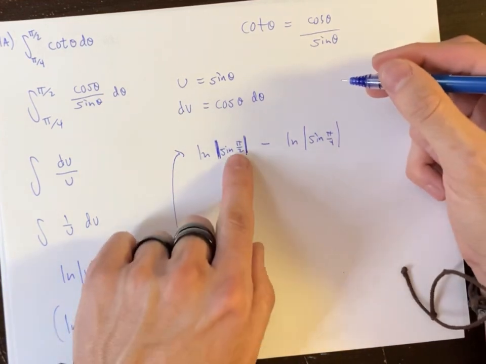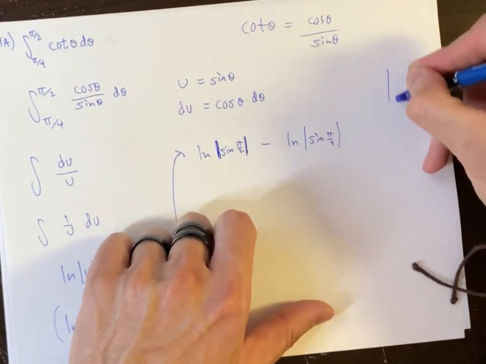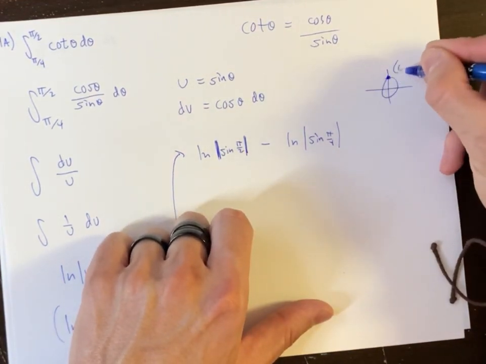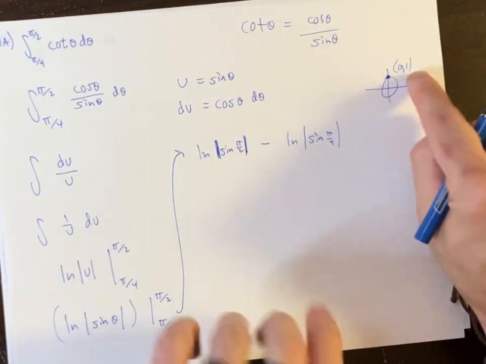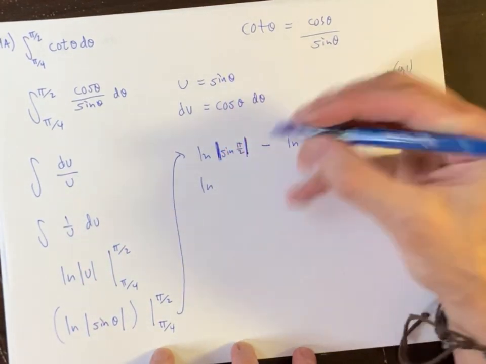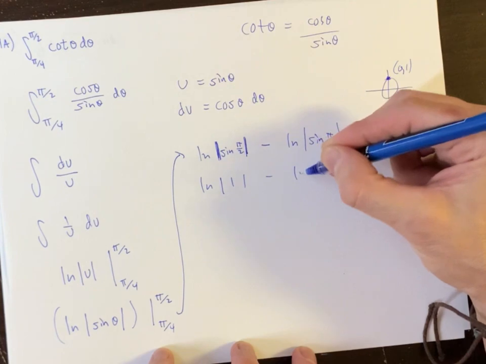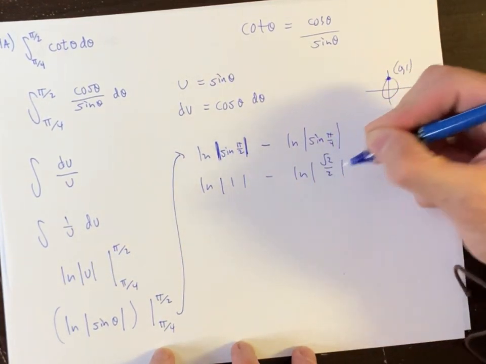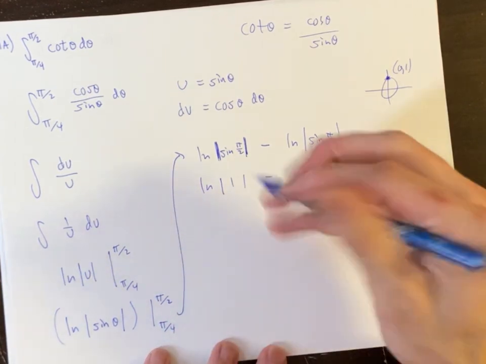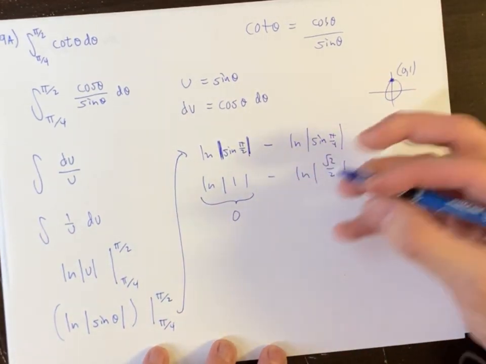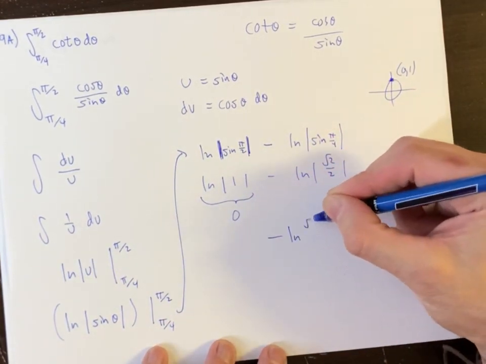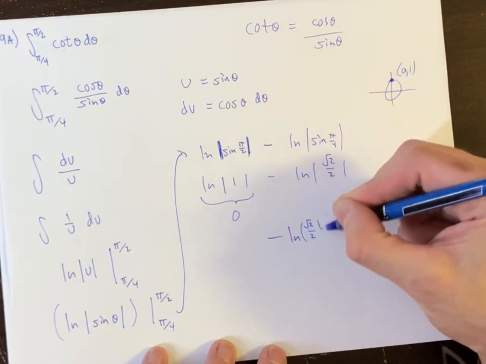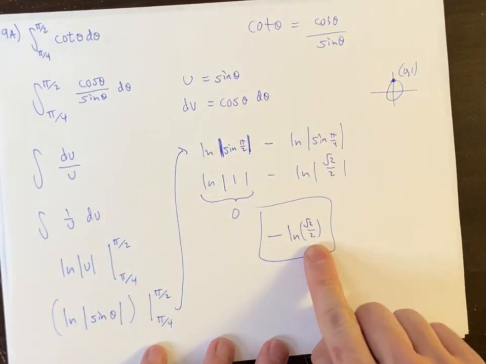Okay. And the sine of pi over 2, if you go calculator, pi over 2 is up here. The coordinates are 0, 1. Sine is the y coordinate, which is 1. So this is the natural log of 1 minus the natural log of sine of pi over 4, which on a calculator is square root 2 over 2. Natural log of 1, that's actually 0. So it's just negative natural log of square root 2 over 2. So this is one acceptable answer.